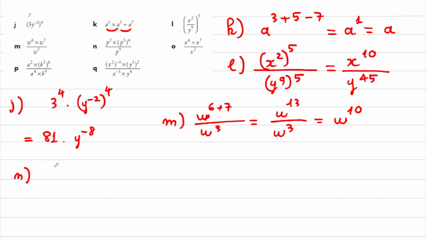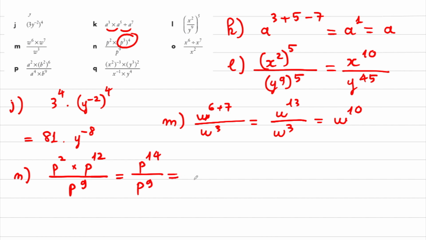Question N. p squared multiplied by this fraction, these indices equal p to the power of 12 here and p to the power of 9 here. And then you get 14 minus 9. After that, you get the subtraction 14 minus 9, you will have 5. So p to the power of 5 will be this answer.